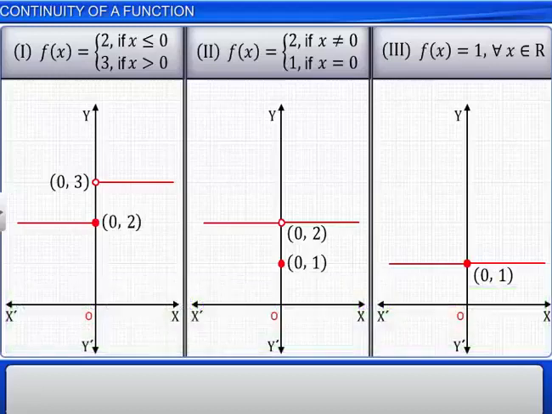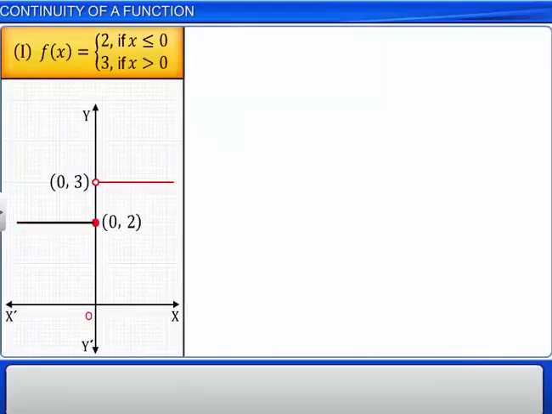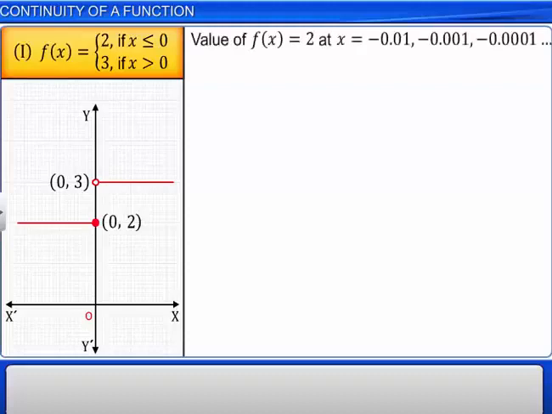Now, let's interpret these graphs by determining the left and the right-hand limits of each function. Let's start with the first graph. It is clear that the value of the function is equal to 2 for all negative values of x. This implies that at all points near and to the left of 0, like minus 0.01, minus 0.001, minus 0.0001, and so on, the value of the function is 2. Thus we can say that the left-hand limit of f at 0 is 2.